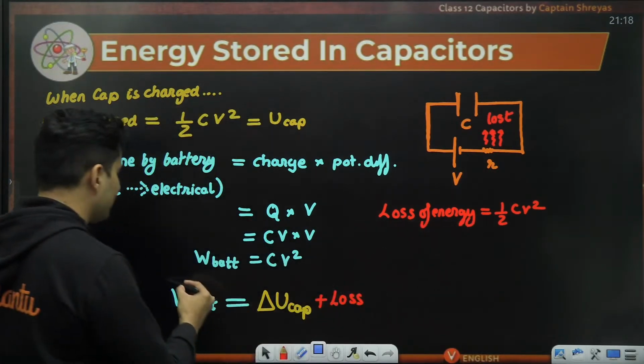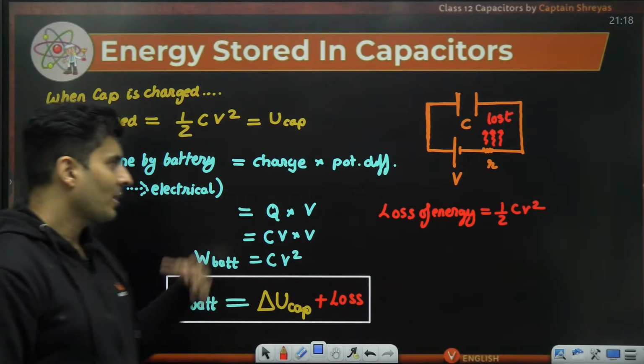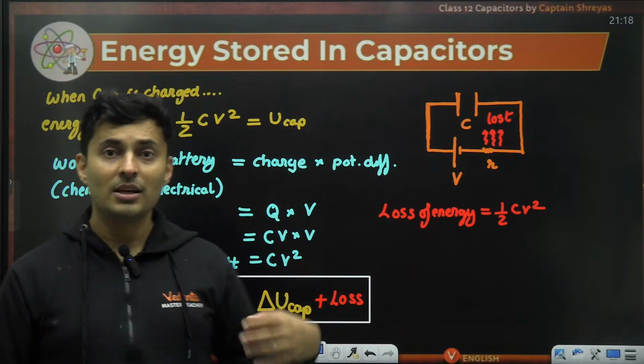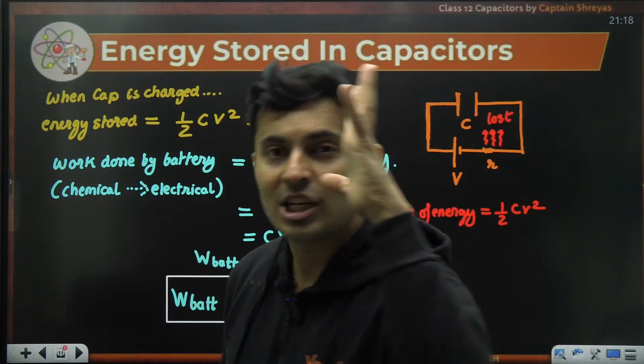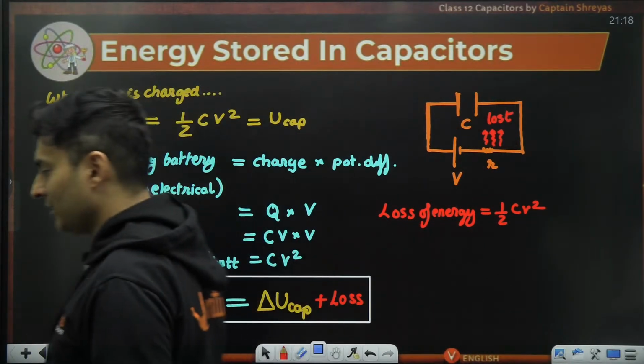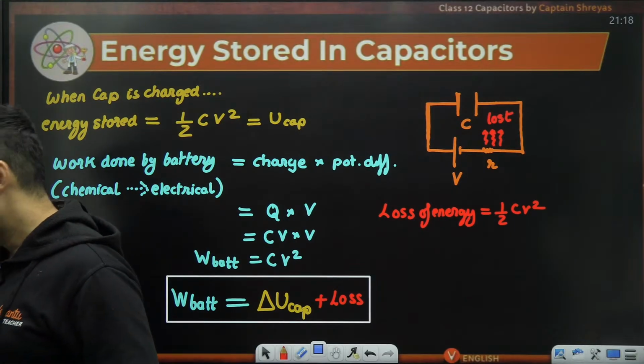So 50% of the energy is lost when you charge a capacitor. Battery is giving 100 joules, energy stored in the capacitor is 50 joules. 50 joules gets lost while storing that energy. Is this absolutely clear? Yeah.